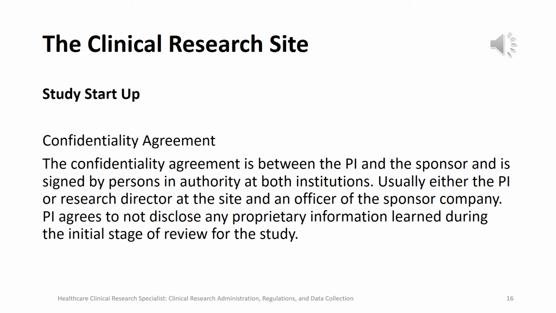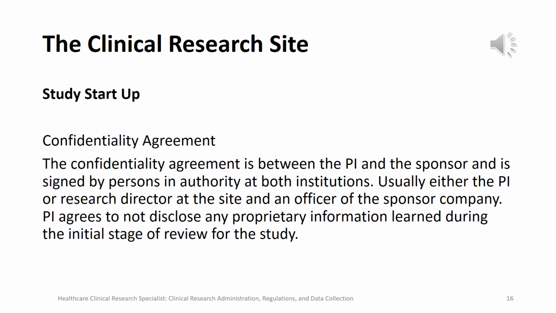And then on the other side of the fence, normally you're going to have an officer of the sponsor company that's going to sign on behalf of the sponsor. So essentially the PI is agreeing not to disclose any proprietary information that they learn during the initial stage of review for the study. At this point, it's important to understand there's been no commitment one way or the other. All the sponsor's doing is getting the protocol out for the PI to review and hopefully determine whether or not they want to participate in the trial.